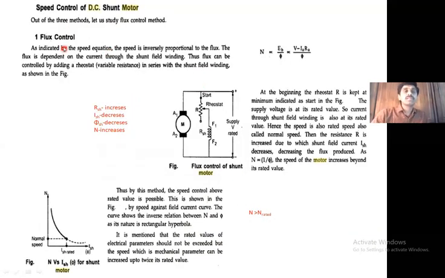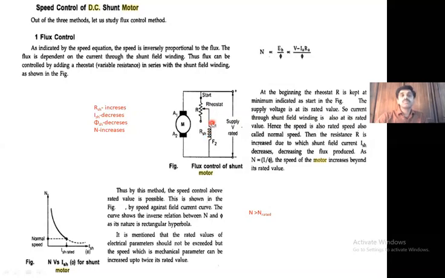So let us see the first control, speed control of the DC shunt motor, that is flux control. If you observe, N is proportional to E_b by φ. Here you are applying the rated voltage to the motor. The flux is dependent upon the current through the shunt field winding, so the flux can be controlled by adding a rheostat in series with the shunt field winding.